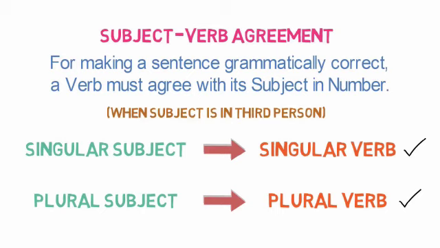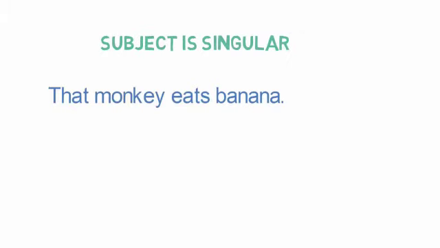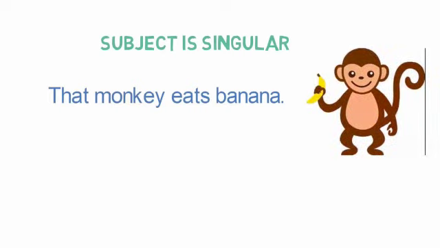Now, let's look into the examples to make things clear. Let's look into this example where subject is singular. That monkey eats banana. So here, subject is monkey, which is singular. So the verb will also be singular. The verb in this case is eats.